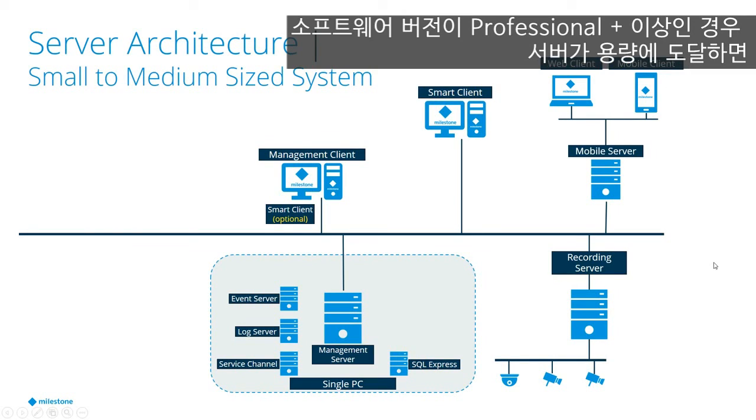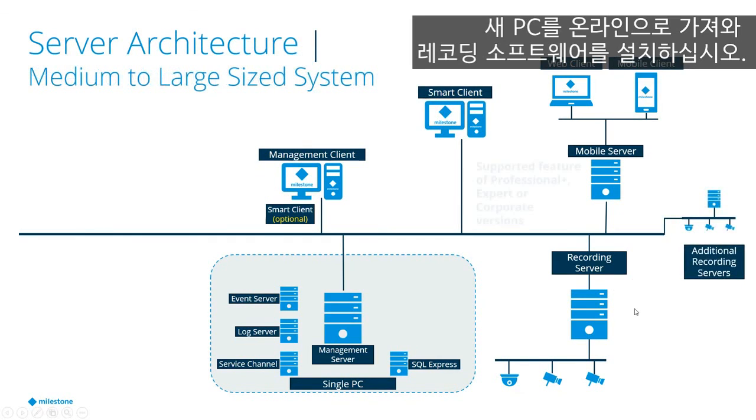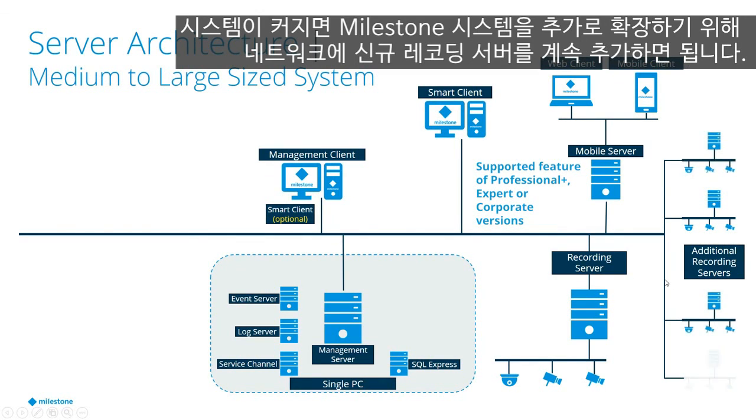If your software version is Professional Plus or above, once a server reaches capacity, or if you need to add a recording server to an additional facility, expansion is easy. Simply bring a new PC online and install our recording software onto it. As your system grows, simply continue to add additional recording servers to your network to further expand your Milestone system.